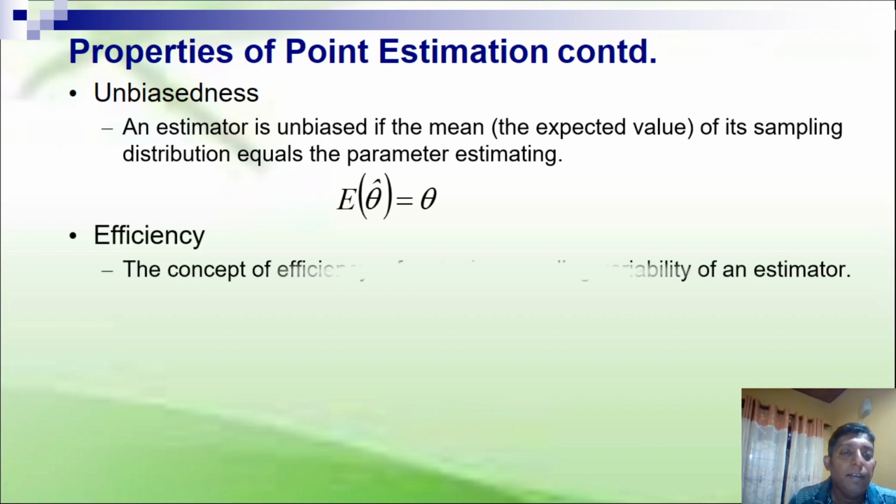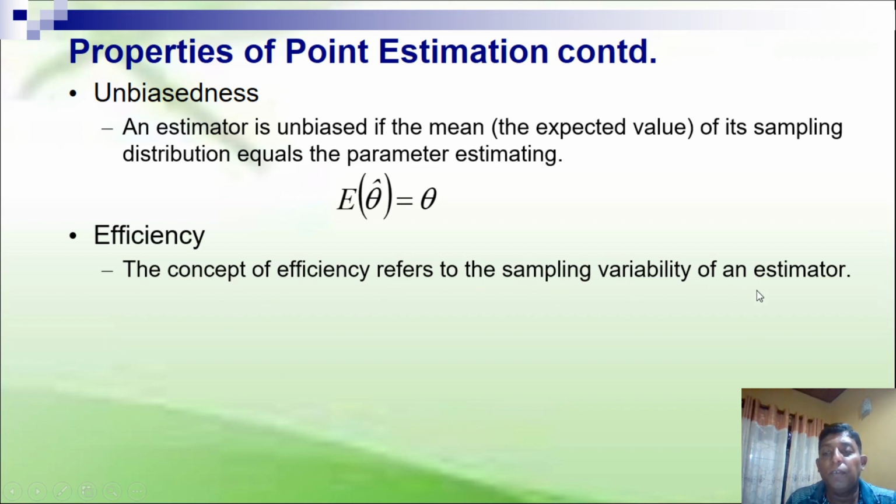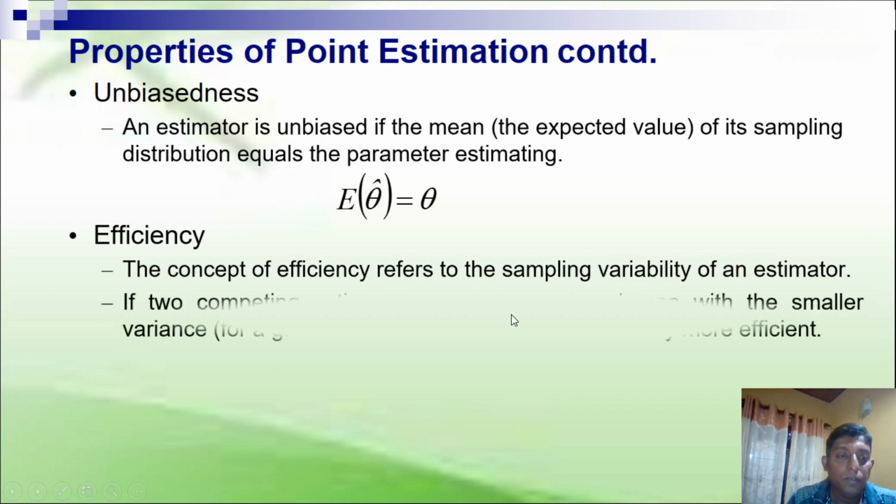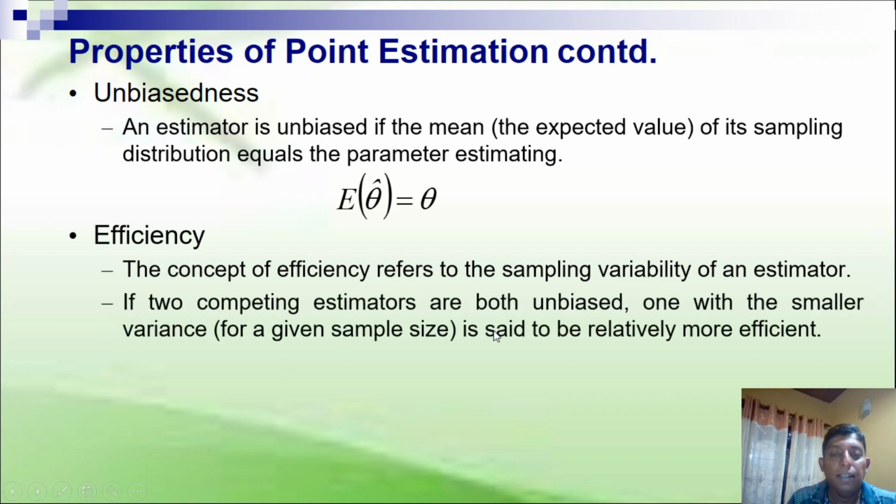Efficiency. The concept of efficiency refers to the sampling variability of an estimator. Suppose we have two competing estimators that are both unbiased for the same population parameter. The one with the smaller variance, for a given sample and the same sample size, is said to be relatively more efficient.